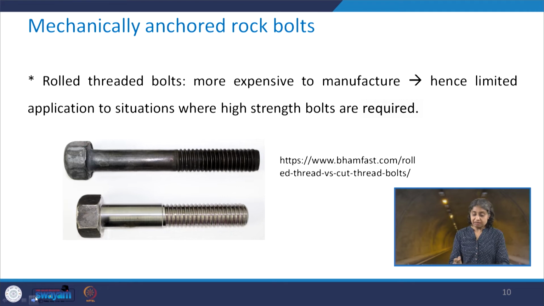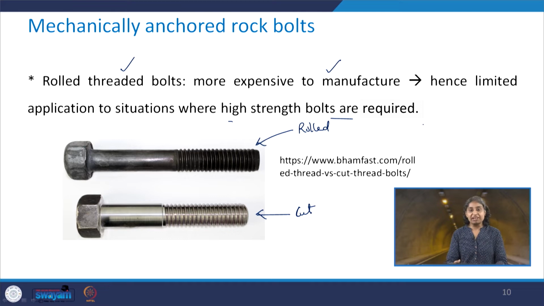So, here is a picture. The first one is the rolled one and the second one is the cut thread. What happens in the case of rolled threaded bolts? Although these are more expensive to manufacture, and therefore limited to situations where high strength bolts are required.